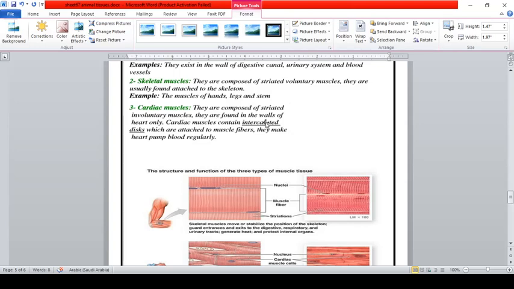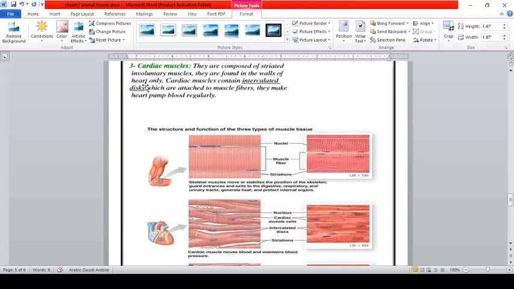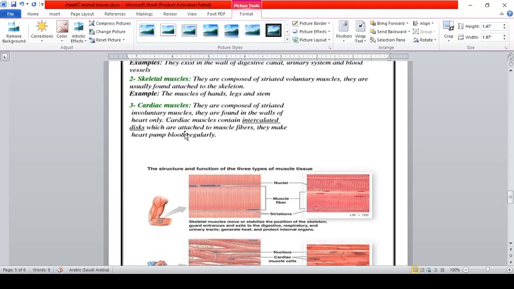They are found in the walls of the heart only, and only the heart has cardiac muscles. Cardiac muscle contains intercalated discs, and we'll see the intercalated discs in these pictures after a while, which attach the muscle fibers together to make the heart pump blood regularly as one functional unit together.